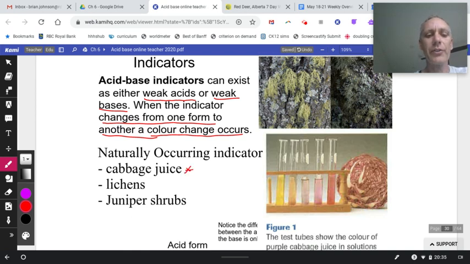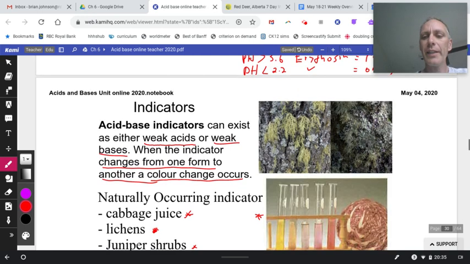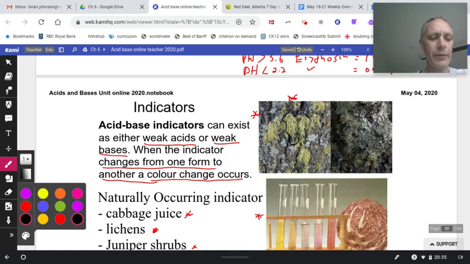Cabbage juice is a natural indicator. Lichens, juniper shrubs, tea leaves are acid-base indicators as well. There are lots. This example is red cabbage juice. You may have done that lab in Science 9. Lichens, which are these guys, you'll see them growing on tree trunks. So this would be a tree lichen. Whoops, I should go with the color. You can see all of these are tree lichens. And you'll see them growing on rocks as well.